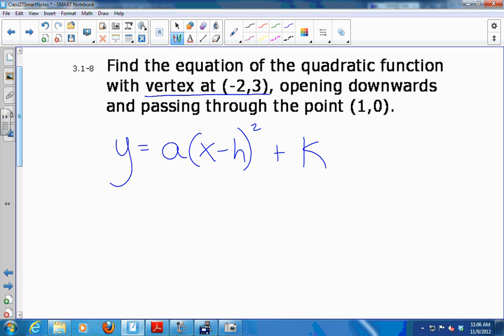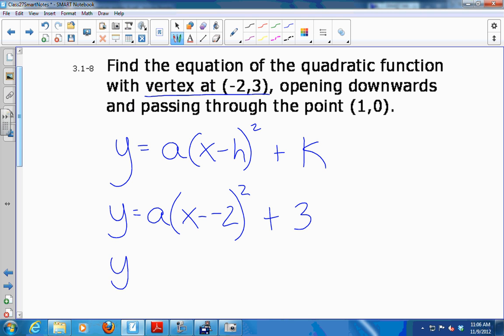Then you put in the stuff you know. I know h and k. So I'm going to replace that h with a -2. I always write the minus sign, x minus, and then you replace h with the -2. And then k is a 3, so I'm going to replace the k with a 3. Okay.